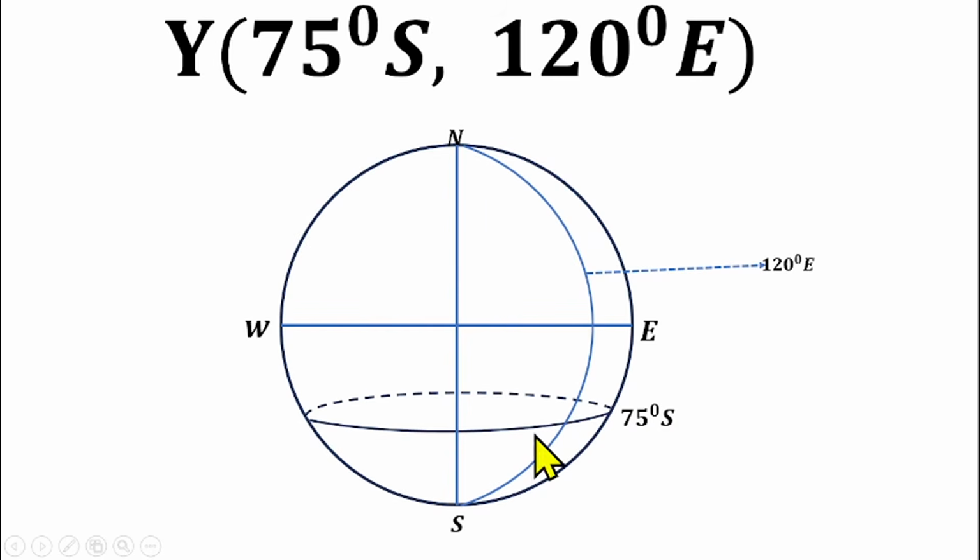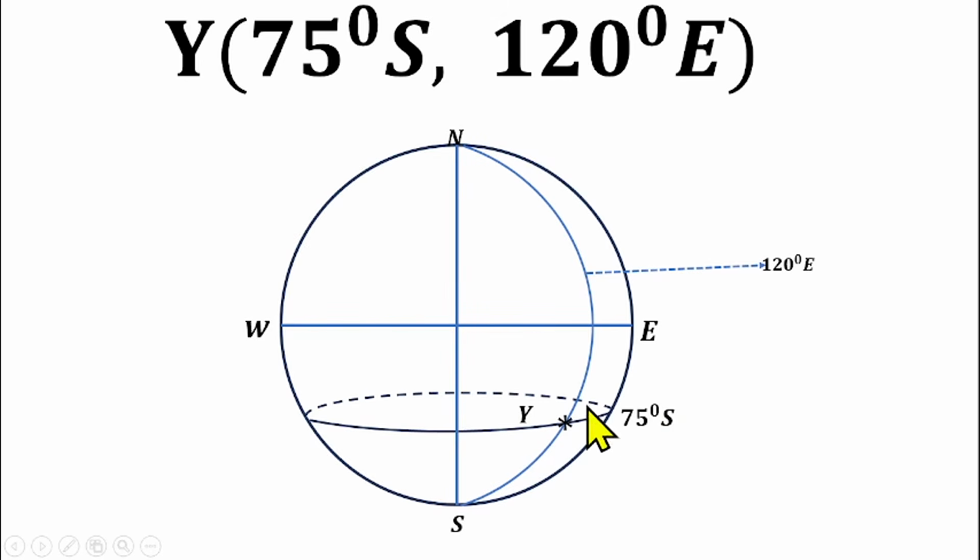Point Y should be where the line of latitude intercepts the line of longitude. So that means point Y should be around here, as you can see. Then you label it Y. So this is the geographical location of point Y on the Earth's surface as well. I hope you understand what you are doing.